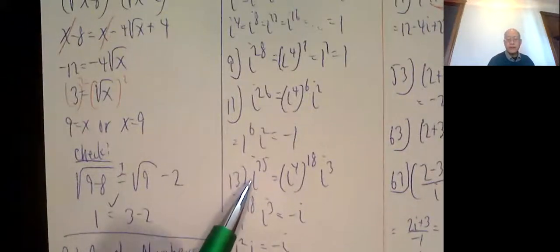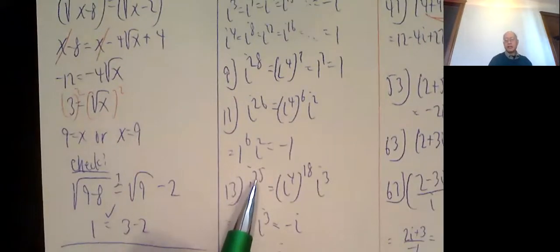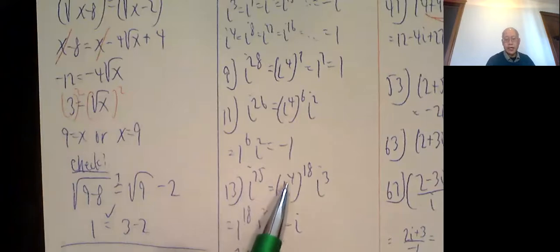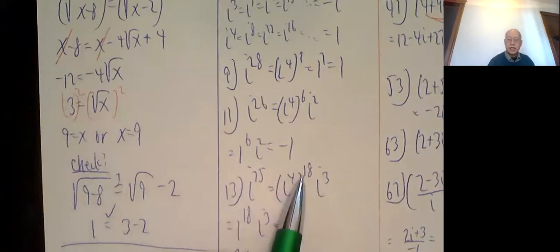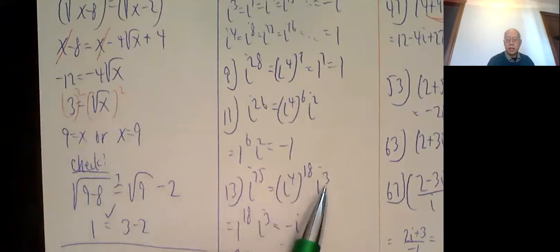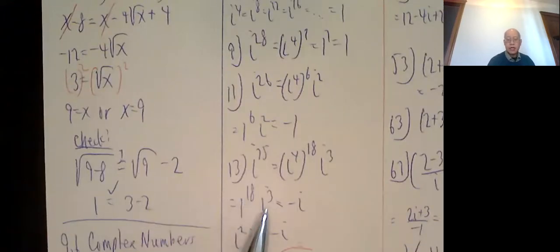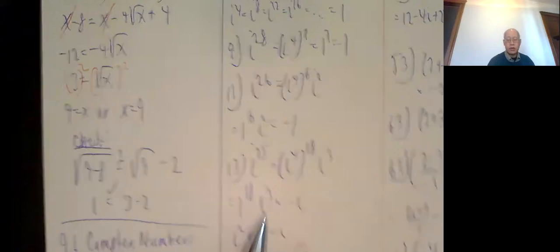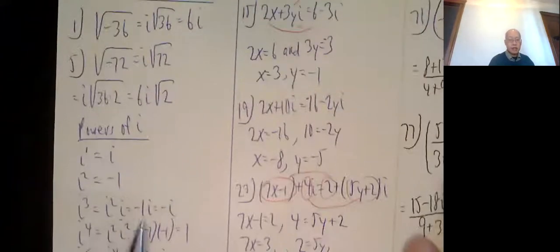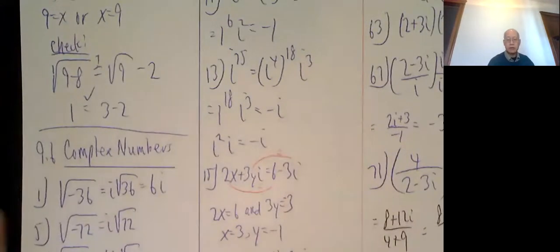Okay, i to the 75th. It's almost really like taking 75 divided by 4 is 18, remainder 3. So I write it as i to the fourth to the 18th. 4 times 18 is 72, and then i cubed. So here's 1, 1 to the 18th, i cubed. So 1 to anything is 1. i cubed is equal to negative i. So the final answer is negative i.